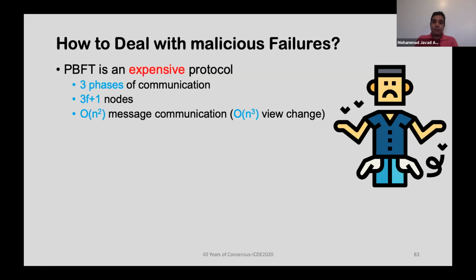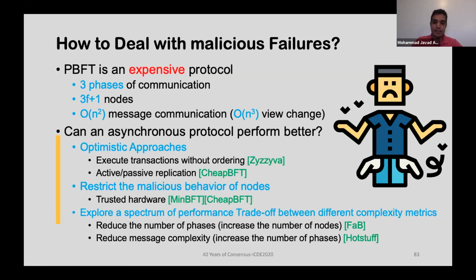So PBFT is an expensive protocol. As you saw, it needs three phases of communication, it needs 3f+1 nodes, and the message communication is O(n^2). If you have a view change, it could be O(n^3). So it is a very expensive protocol. The question is, can a Byzantine asynchronous protocol perform better?